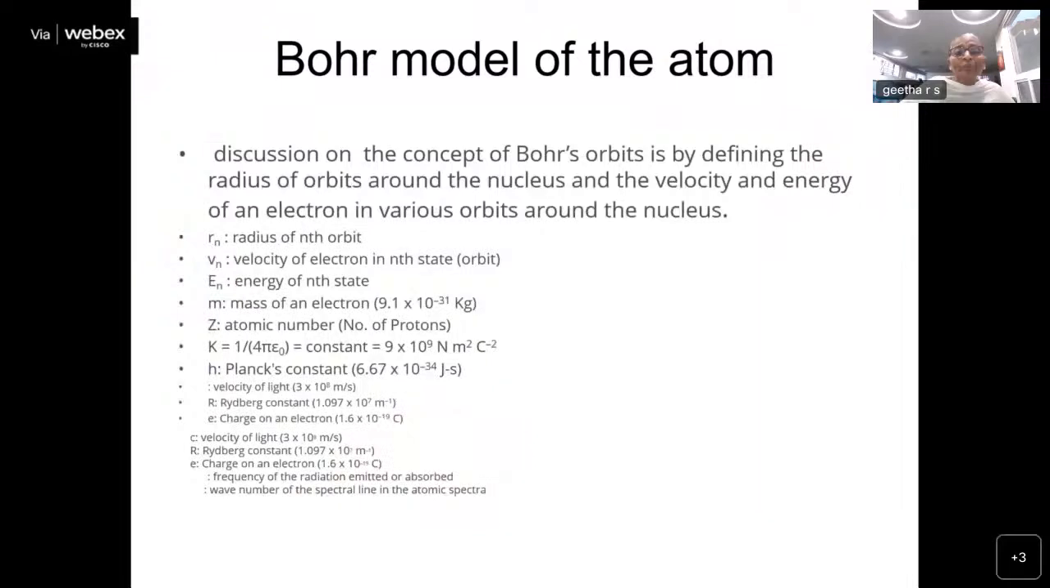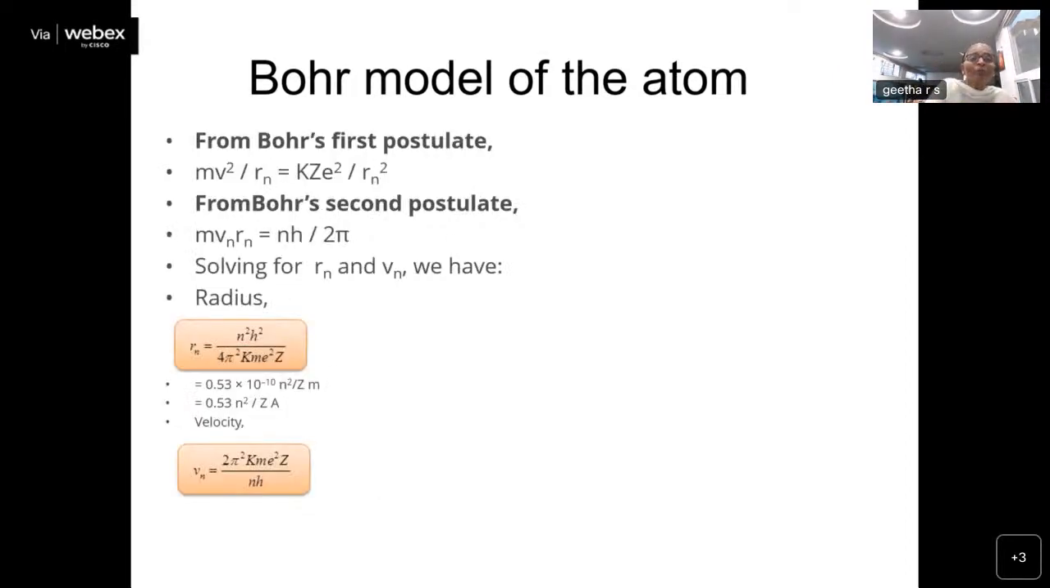Right. Okay. So that means now, see, radius, so that was the first. You can see that 1 by 4 pi epsilon naught value is this, mass is this. So these are all the things we have considered. So Bohr's first postulate: mv squared by rn, where k is 1 by 4 pi epsilon naught, equals kze squared by rn squared.